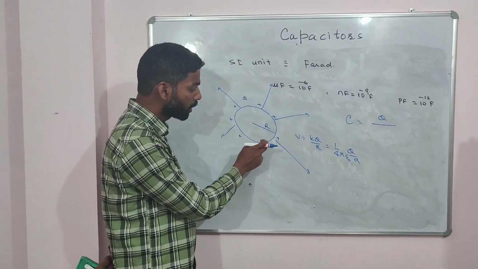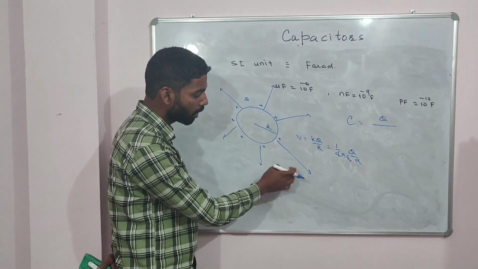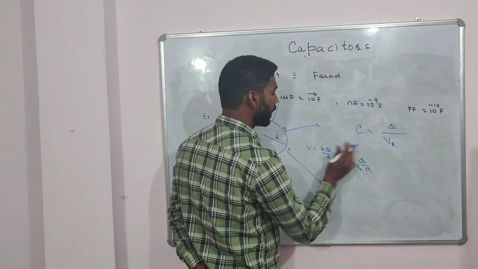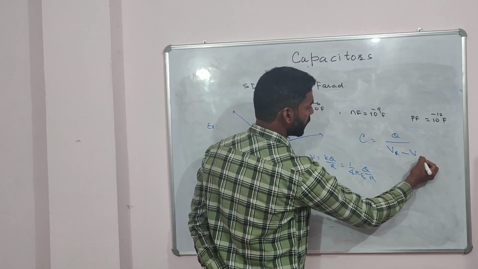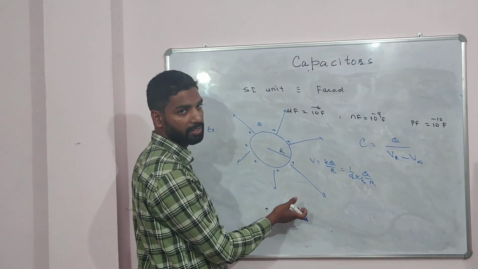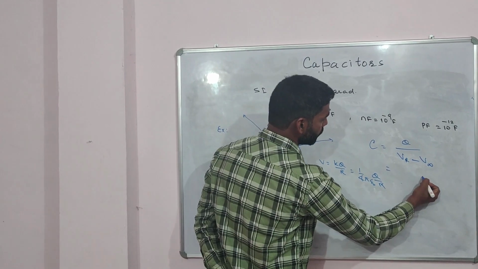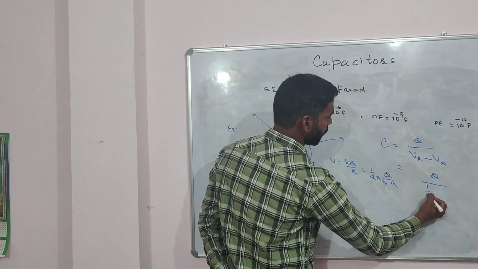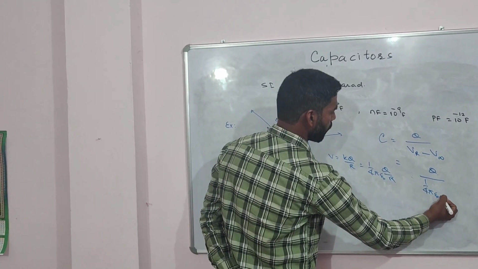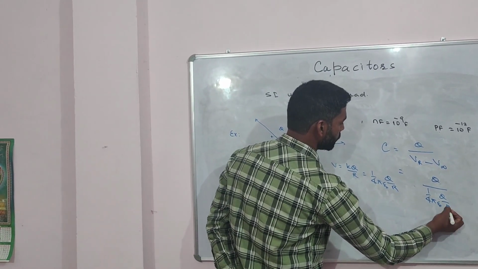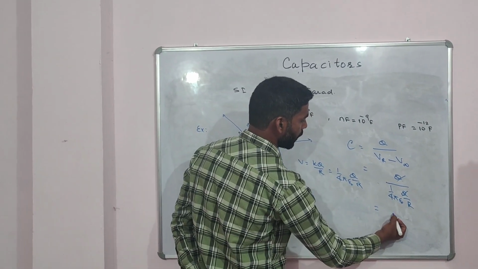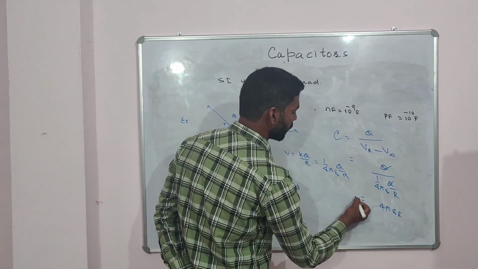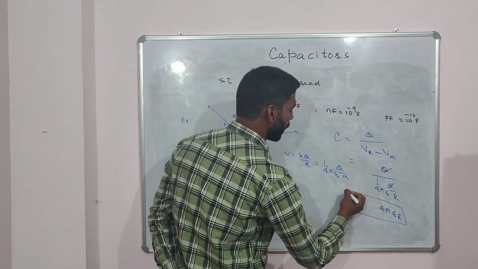Potential difference means potential of the sphere minus potential up to which the field lines are going. So Q over V at the surface minus potential at infinity, and we know that potential at infinity is 0. So this will be Q upon 1 by 4 pi epsilon naught times Q by R. Q gets cancelled, and this comes out to be 4 pi epsilon naught R, the capacitance.